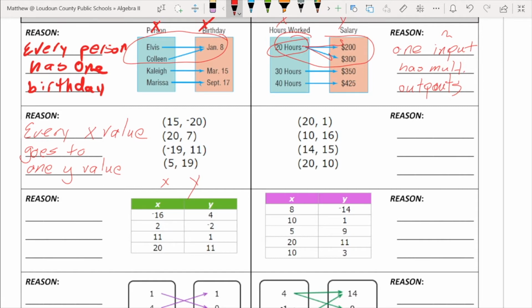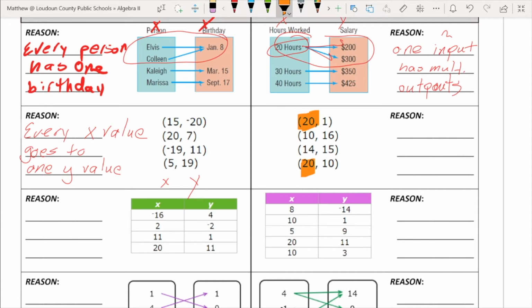On the right here, we have an input of 20, output of 1. Input of 10, output of 16. Input of 14, output of 15. Input of 20, output of 10. Yikes. We have the same input, different output.